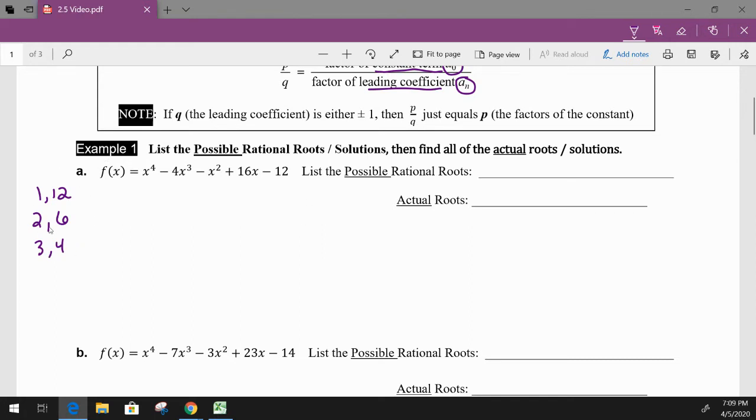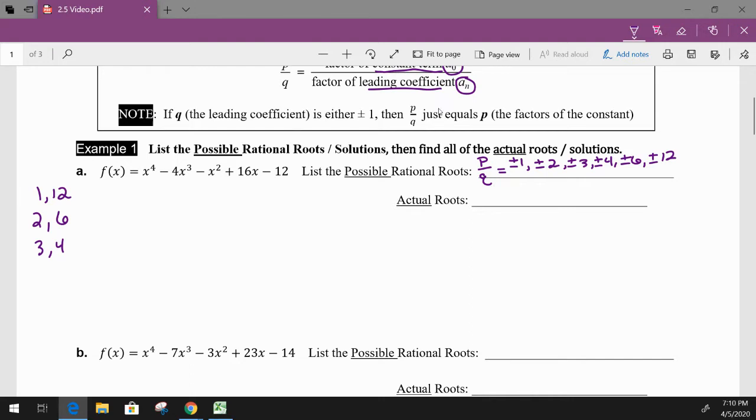So if I'm listing my possible rational roots, I'm going to actually go over here and write this as P over Q, where P is made up of all the positive and negative factors of 12. And I'm going to put them in order. So positive or negative 1, comma, positive or negative 2, comma, positive or negative 3, comma, positive or negative 4, comma, positive or negative 6, and positive or negative 12. And yes, you do need to put a comma and a plus minus between every single one of those if you want full credit.